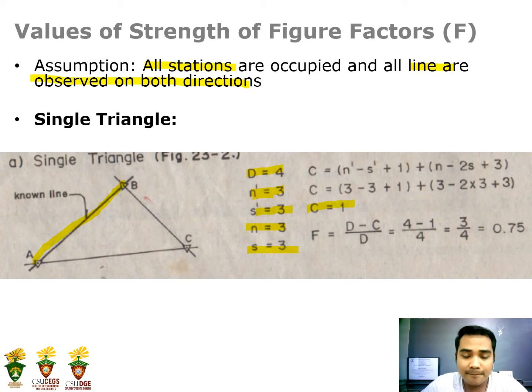And substituting the value of C for the strength of figure factor, which is F, also equal to (D - C) over D. So substitute the values for D and C, and you can have the value of 3/4 or 0.75.